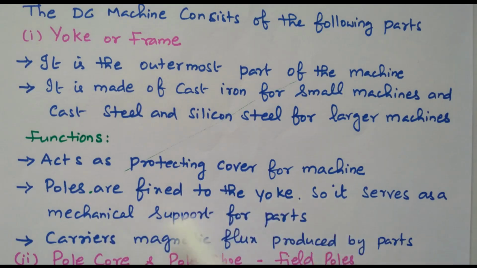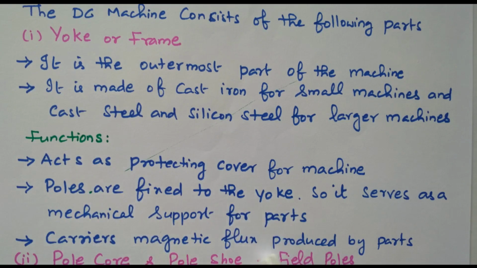The poles are available, right, for the winding. In order to put the winding, the poles are available. During the construction itself, they will decide the poles, either a 4 pole or 6 pole or 8 pole or 16 pole. Accordingly, the construction is given. Over the pole, we can place the winding. So the function is to hold the winding also.